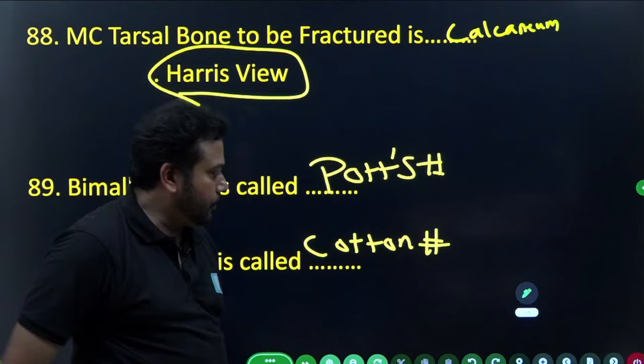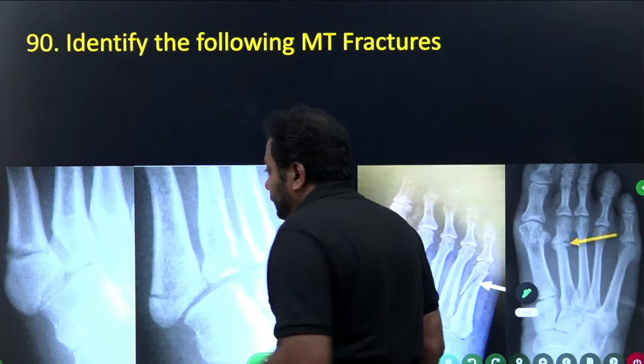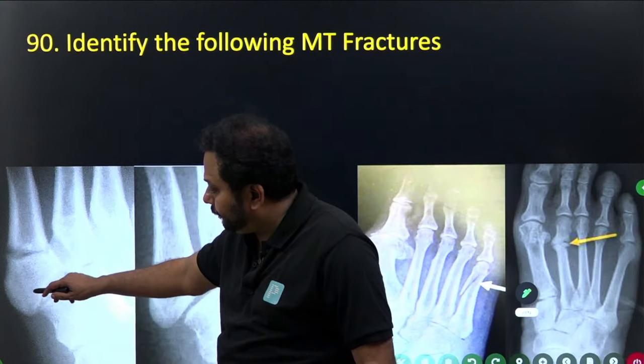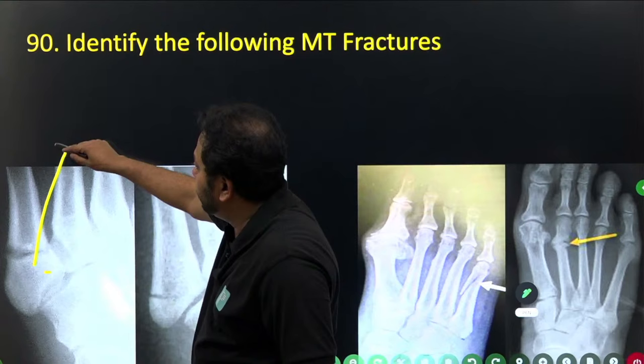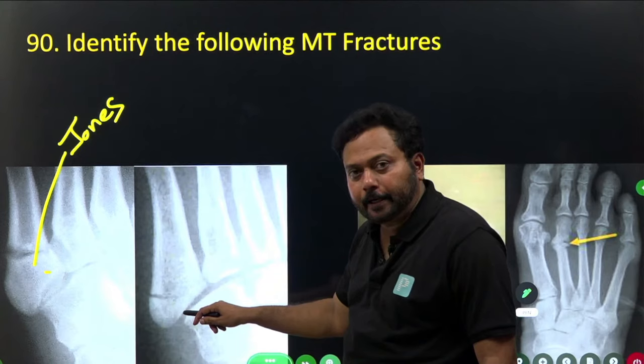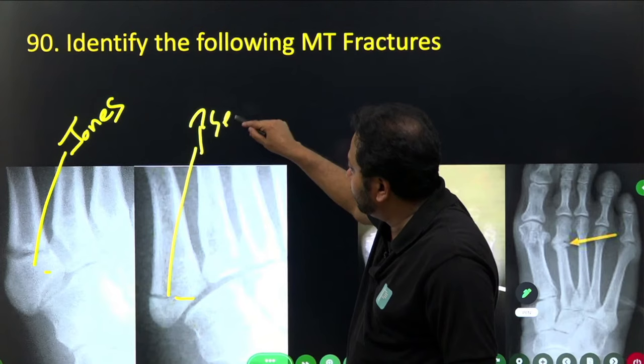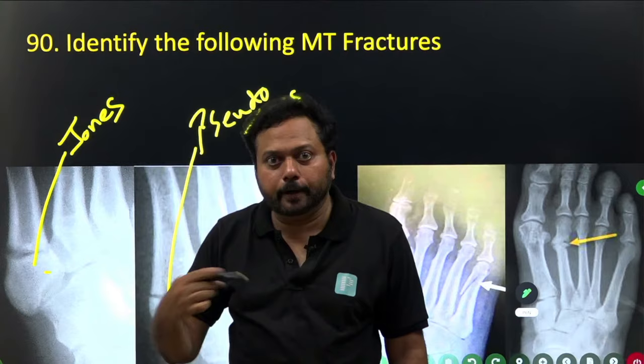Identify the following metatarsal fractures. I am seeing a fracture in the base of the fifth metatarsal. The fracture is definitely outside the joint, not extending into the joint. So this is called the classical Jones fracture. Again, a fracture in the base of the fifth metatarsal, but slowly it is extending into the joint. So this is called pseudo-Jones fracture. Purely extra-articular is Jones, and intra-articular is called pseudo-Jones.